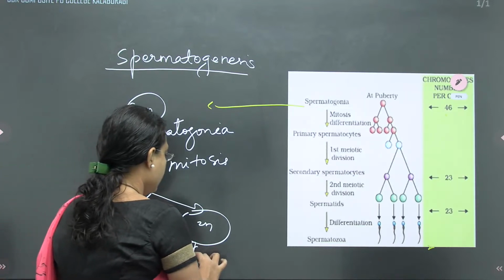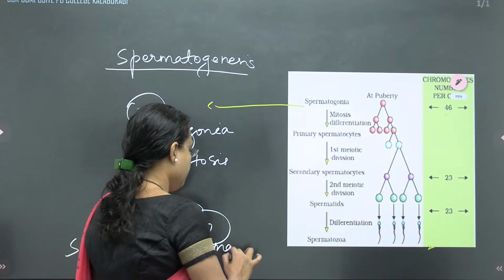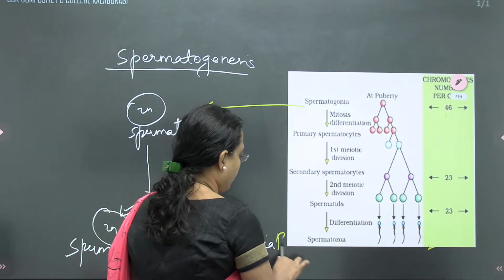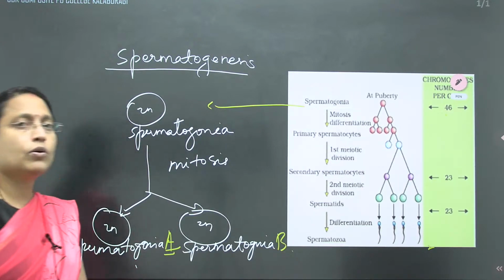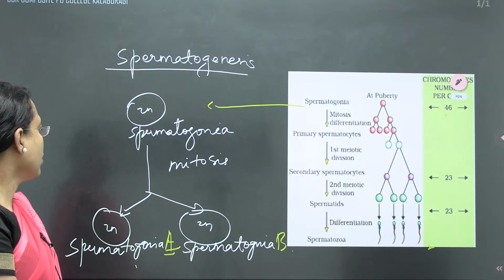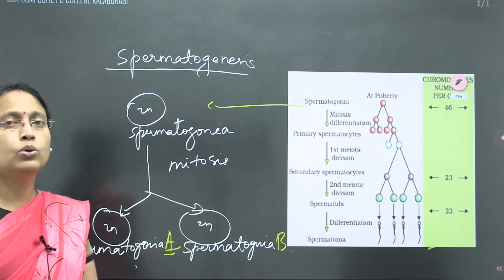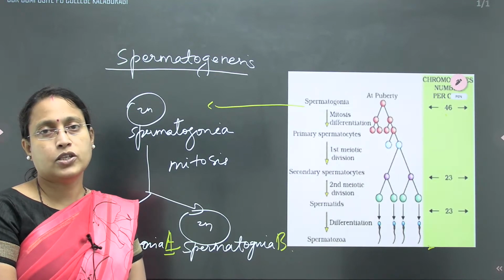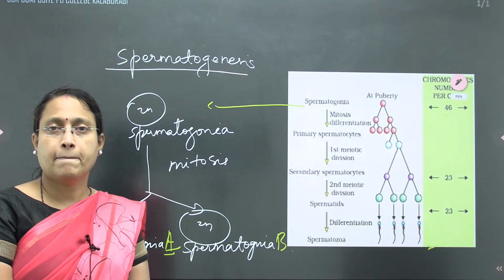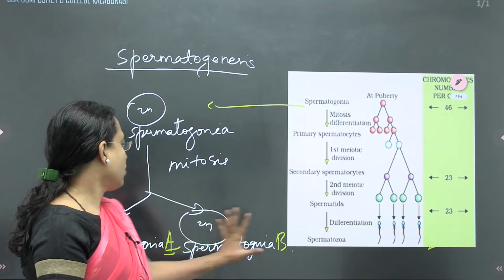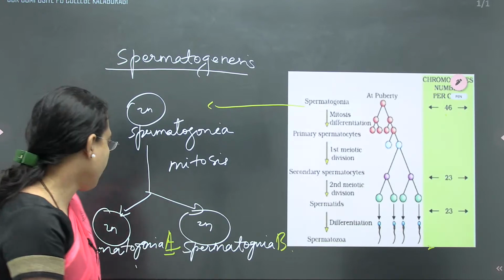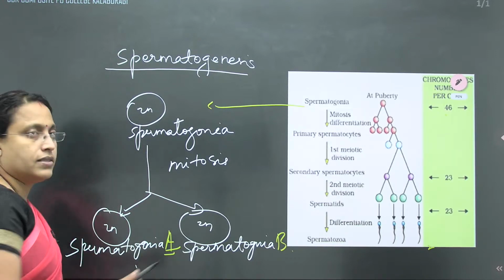And another is spermatogonia B. Spermatogonia A and spermatogonia B. These are the two cells formed when the spermatogonia undergoes mitosis. So spermatogonia A and spermatogonia B. Okay, now what happens?